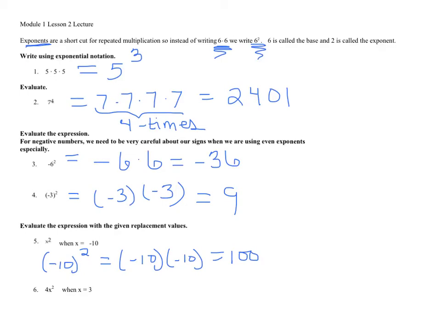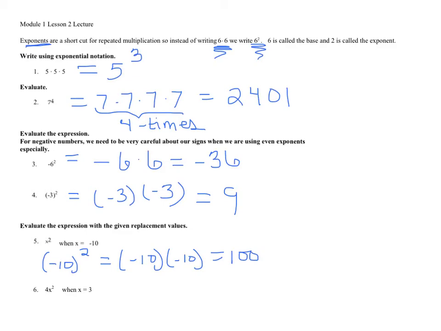That's because the original expression said all of x is squared. So I used the parentheses to make sure that everything I put in place of x, the negative and the 10, were squared. So it's always a good idea to use parentheses when you're plugging in a value for a variable.